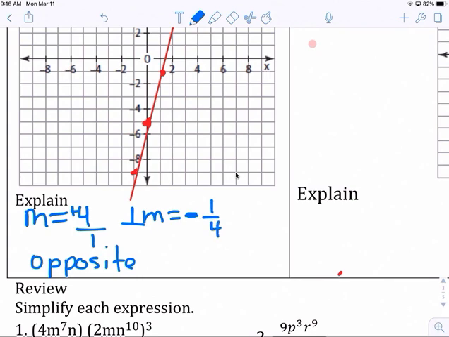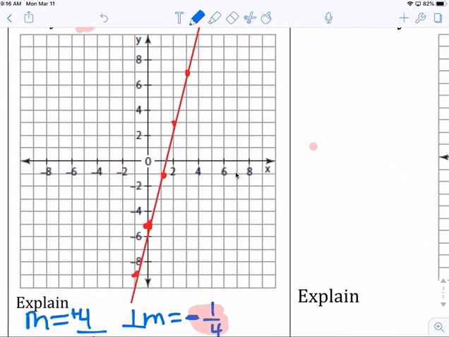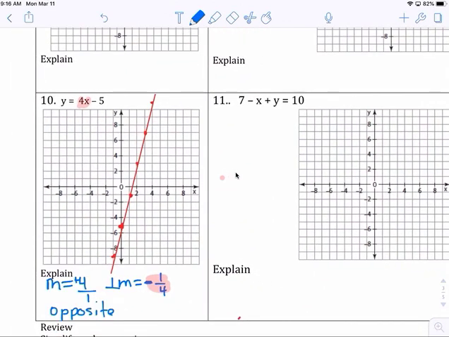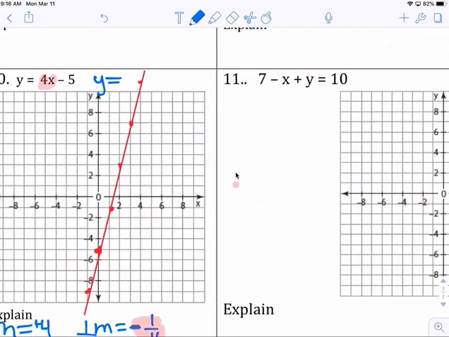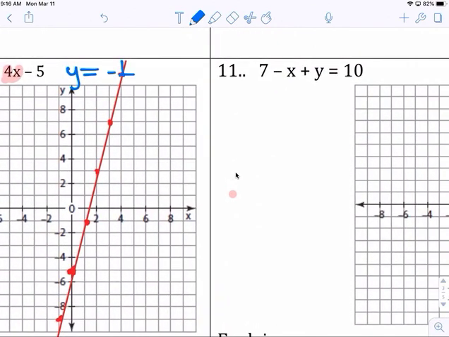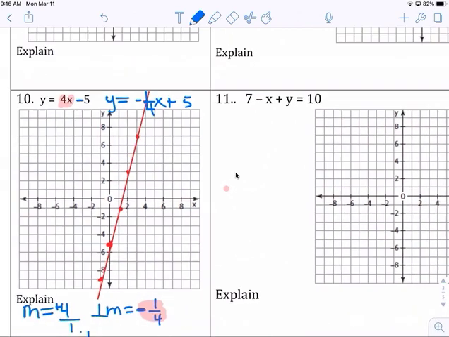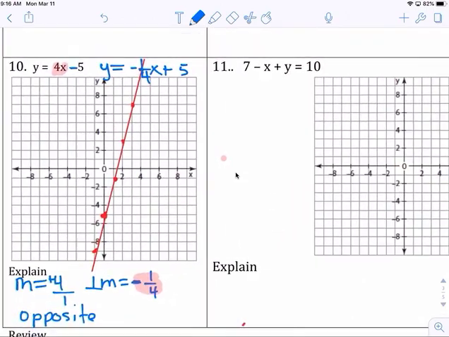Okay, I'm going to use that equation here to write my other one. Okay, y equals -1 over 4x plus, let's say, 5. This is a -5, so I'll do a +5, okay? Okay, so now let's graph that.